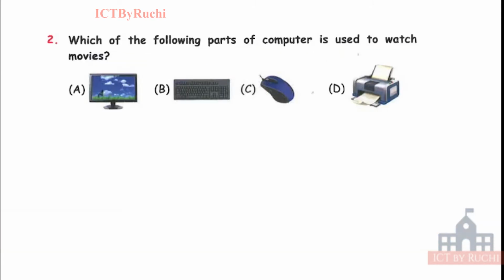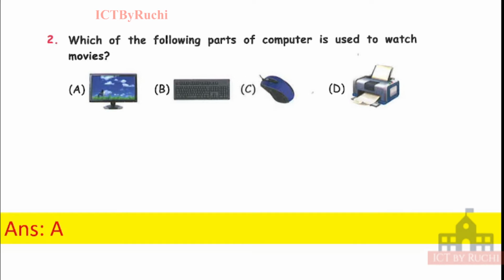Next question. Which of the following parts of a computer is used to watch movies? A monitor, B keyboard, C mouse, D printer. It's very easy. For watching we need a TV screen. Okay, so think what can be the answer. Answer is A, monitor.